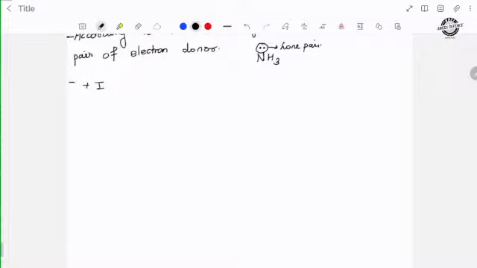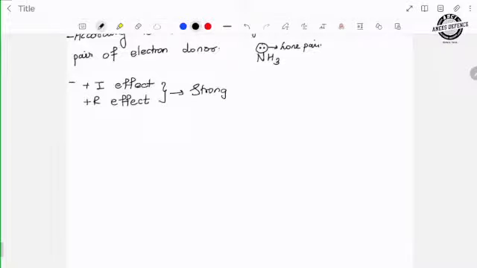Plus I effect and plus R effect, plus I and plus R. Plus I is inductive and R is resonance effect. So they make stronger bases.